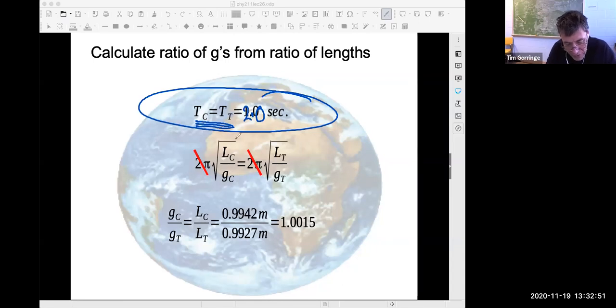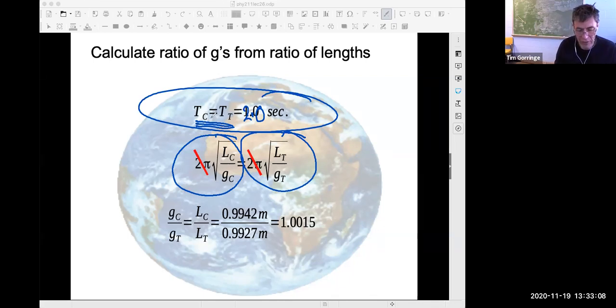Now, this is the expression for the period in terms of the length of the pendulum and the acceleration of gravity. And over here, the same thing for the length of the Tokyo pendulum and the acceleration of gravity in Tokyo. Because they beat out the same time intervals, because they have the same periods, I can write down this relationship that contains the accelerations of gravity in the 2 places and the known lengths of the pendula in the 2 places. And then I can just rearrange this, right?